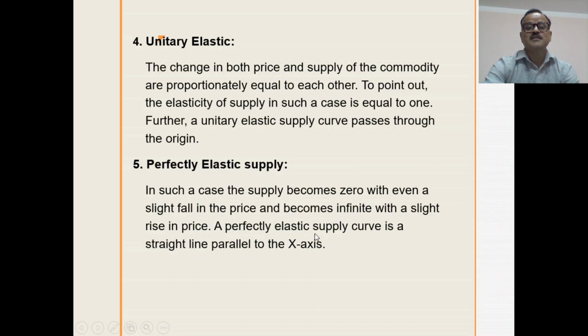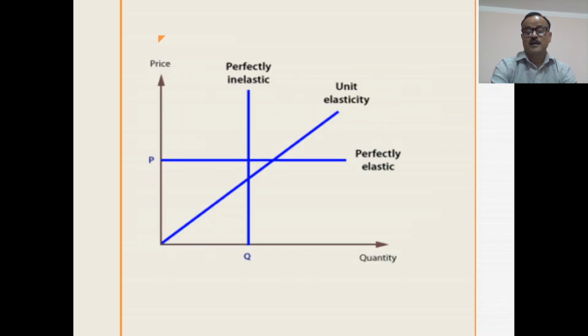A perfectly elastic supply curve is a straight line parallel to the x-axis. So these 5 types of supply elasticity are represented by using this map. You can see here, perfectly elastic, price is constant, price is fixed, but it is parallel to the x-axis, uniformly going parallel to the x-axis. Its elasticity is perfectly elastic, meaning it is infinite.